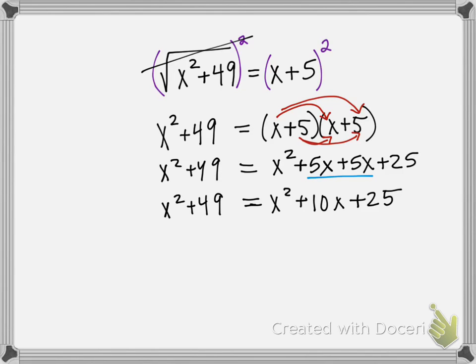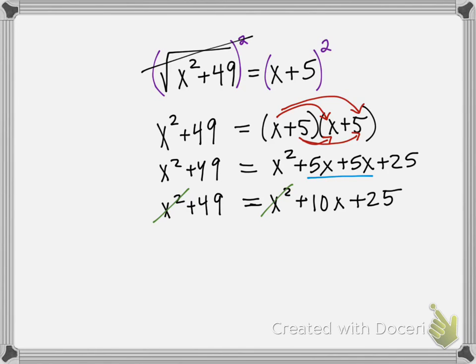Now I need to get my terms on one side. So I notice that there's x squareds on both sides, so that means I can actually cancel those out. For instance, if I subtract x squared from both sides, they would be gone, right? So I can kind of just cross those out. So I am left with 49 is equal to 10x plus 25.